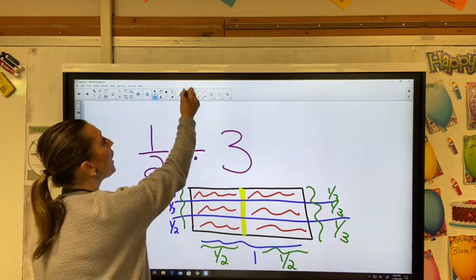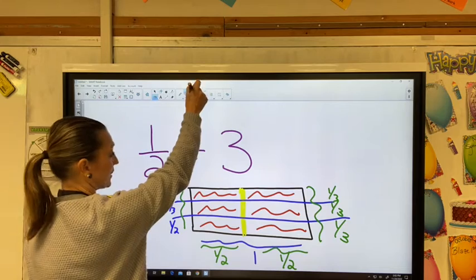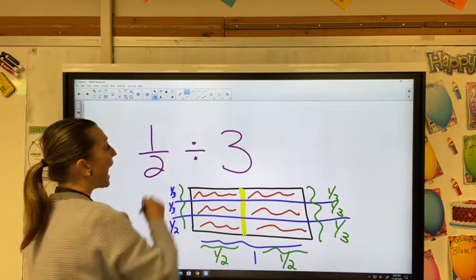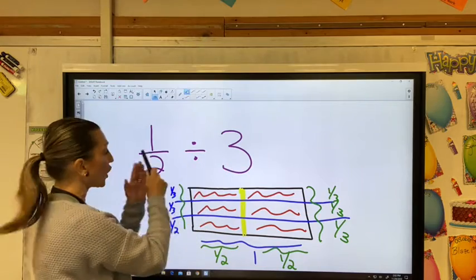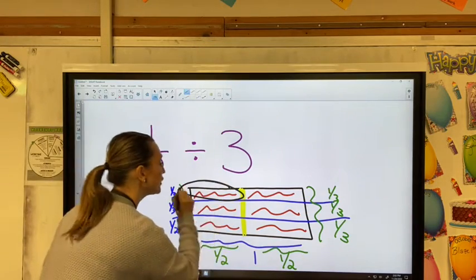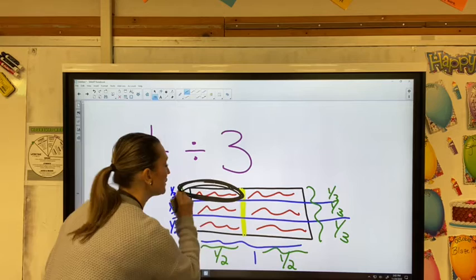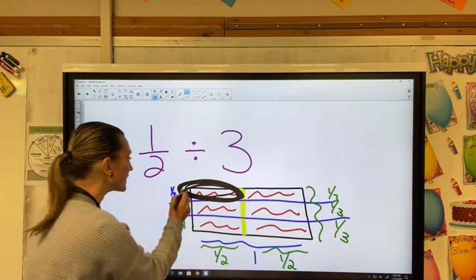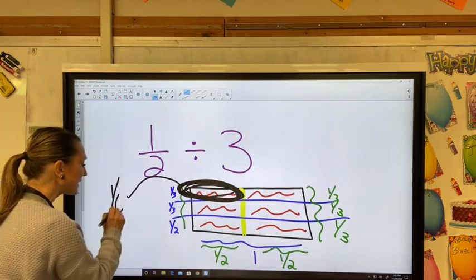And if you want to know, I'm going to pick a different color here. Oh, I've used all the colors, haven't I? If you want to know, sixth graders, how many thirds are in that half, you just take one of those and you ask yourself, how much is that? Well, that right there, sixth graders, is really 1/6.